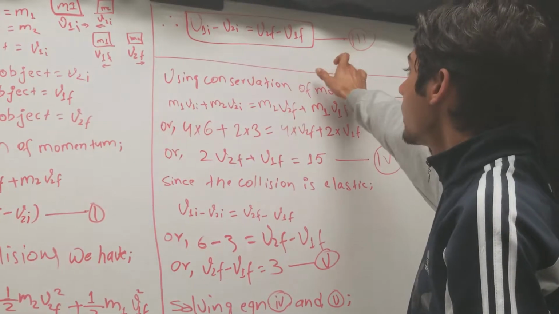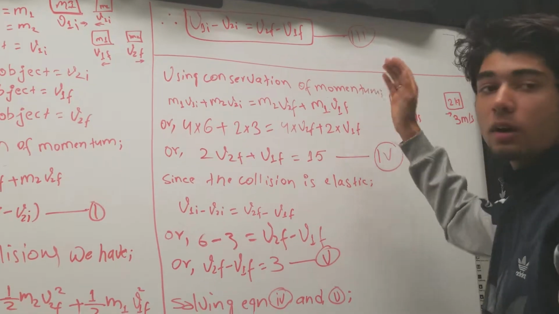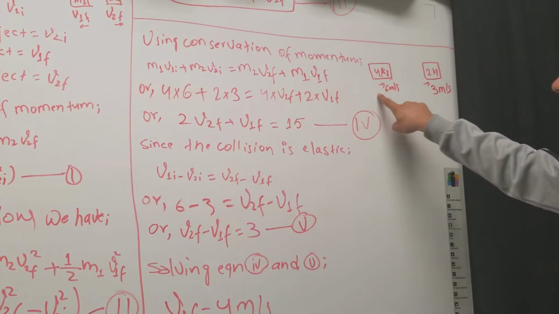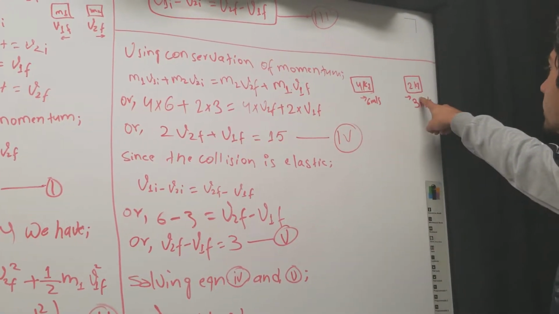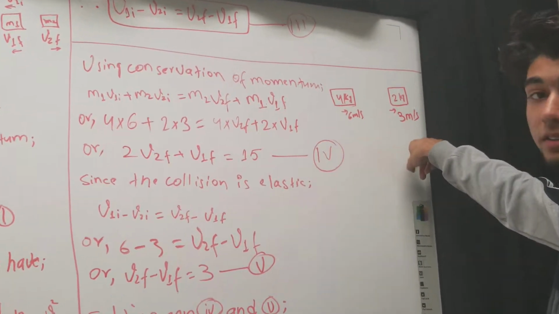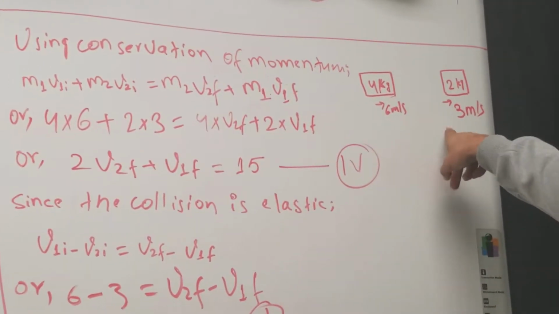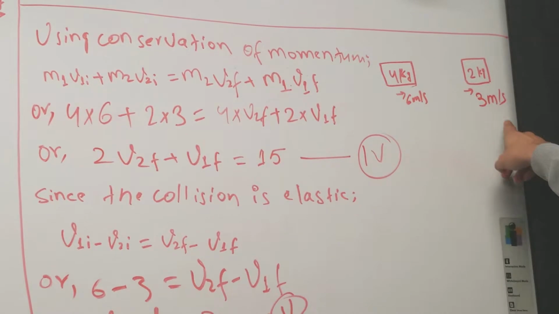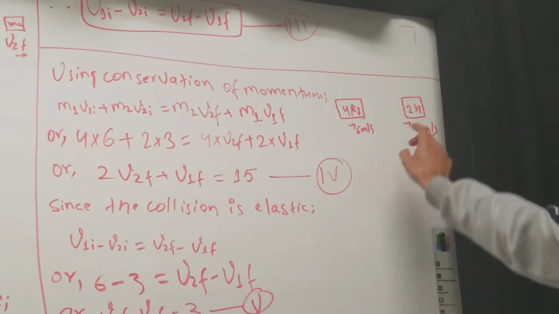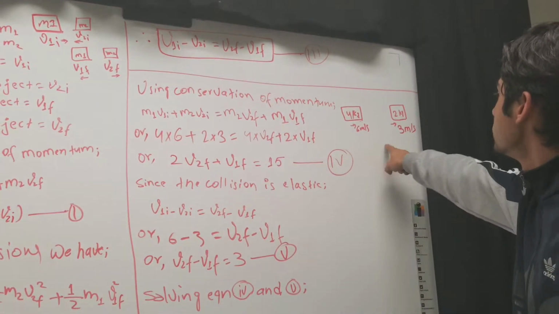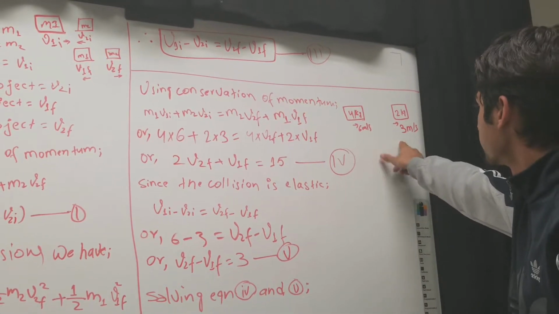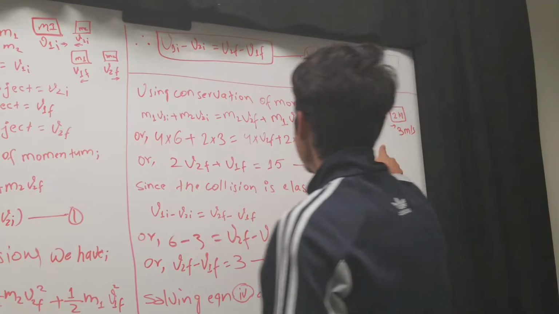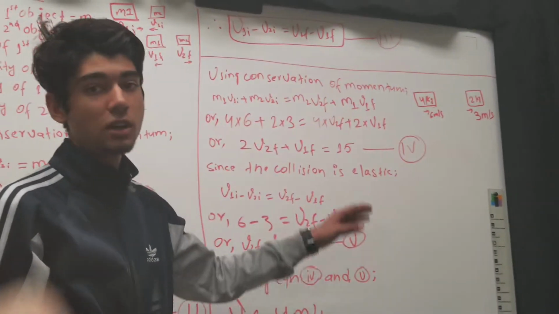Now using this formula, we're going to solve another problem. In this problem we are given two masses, mass 1 is 4 kg and mass 2 is 2 kg. Both are moving in the same direction along the positive x-axis. The first object is moving with velocity 6 meters per second and the second object is moving with velocity 3 meters per second. As you see, they're going to collide after a short time. In the question, we are told that the collision is elastic.